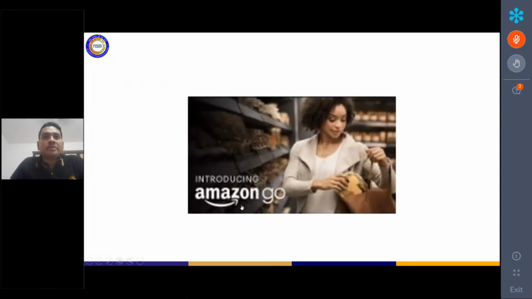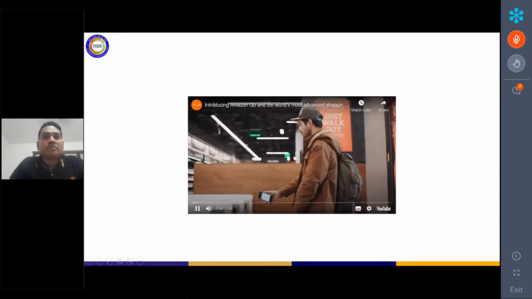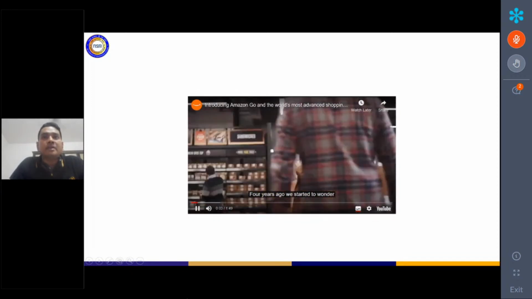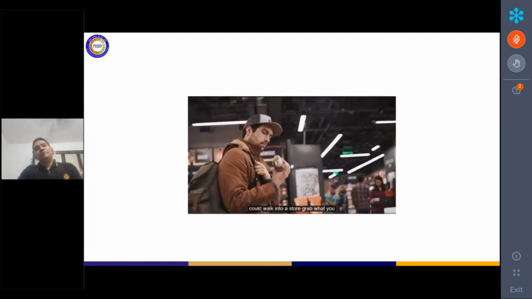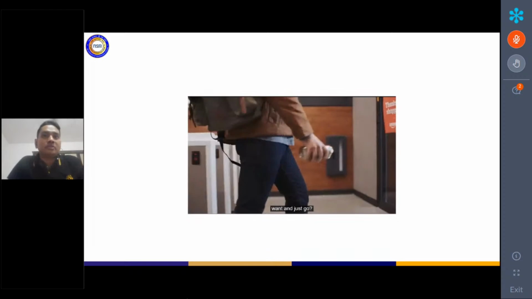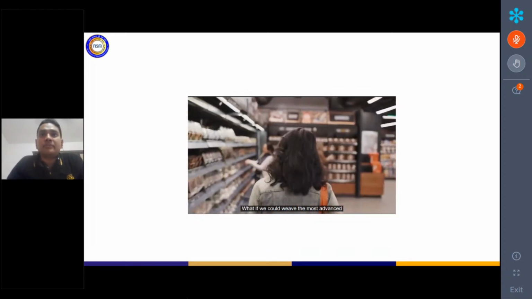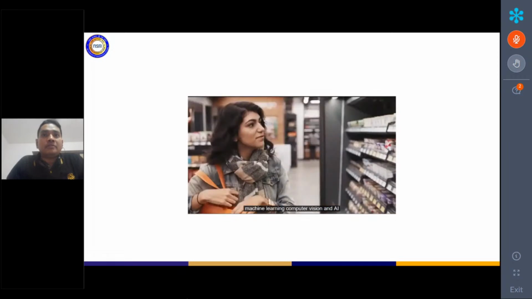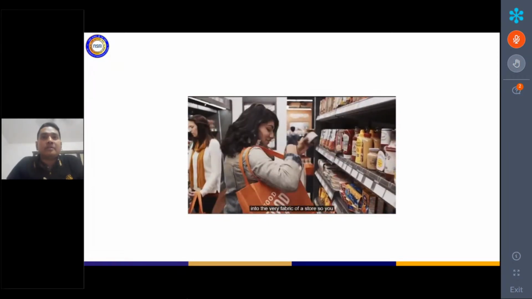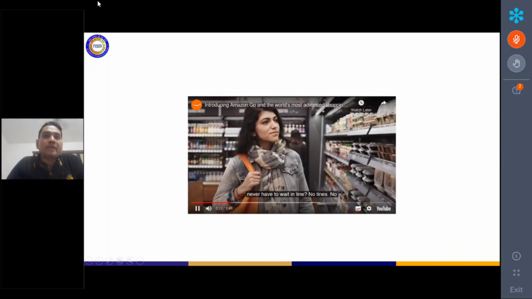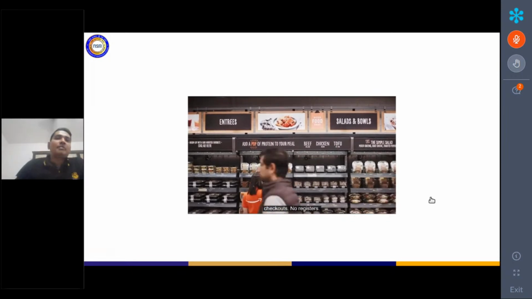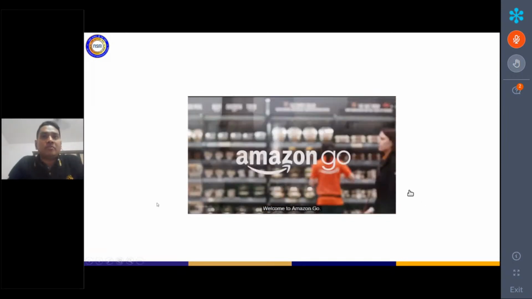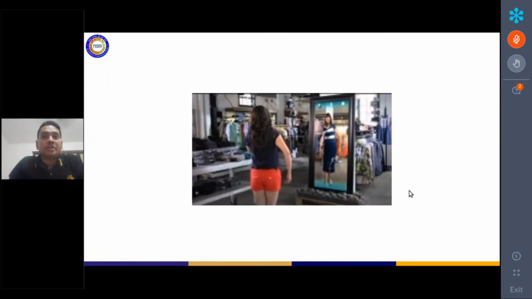So let's see one application, Amazon Go. This Amazon Go provides you the flexibility to have a seamless shopping experience. You go into a shop, you just take your things and get out of the shop, and your transaction will be automatically credited. A lot of AI is applied here. We will talk about what kind of algorithms or benchmarks are being used.